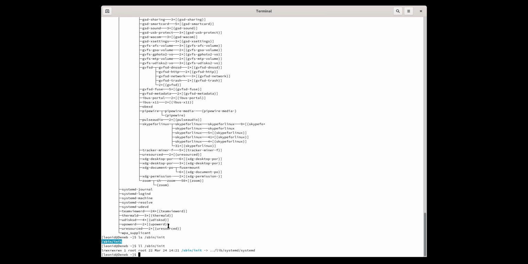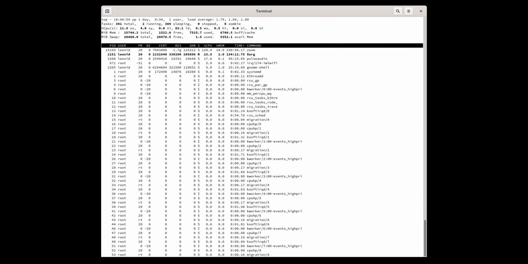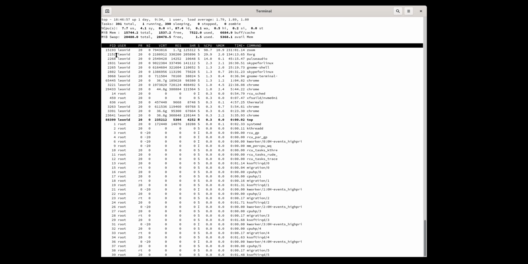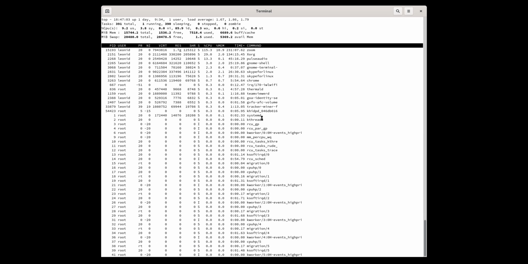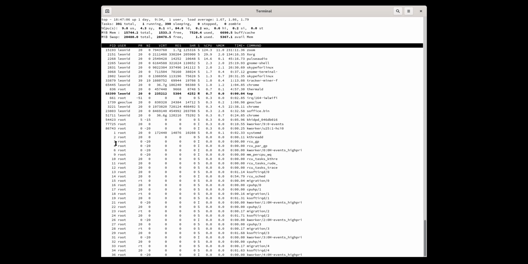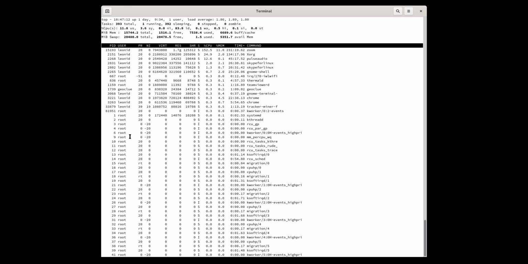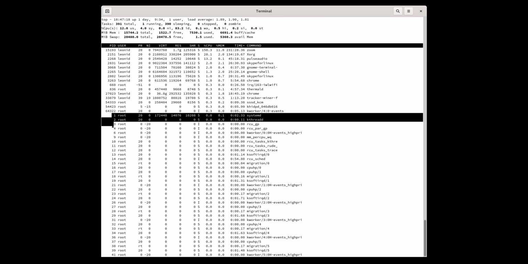If we use, for example, the top command, then the process ID, PID, is on the left. So here is our init, systemd. You can see it, right? Systemd, number 1. But what are the other processes you see? For example, number 2, 3, 4, 6, those ones.